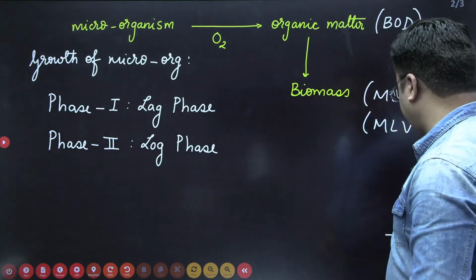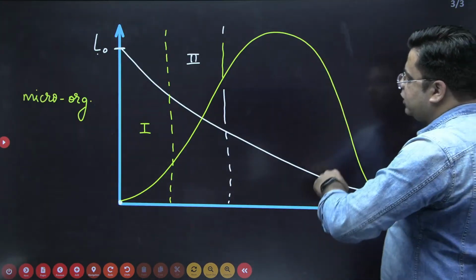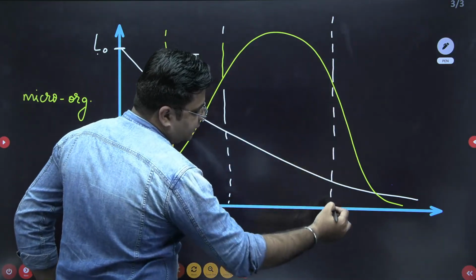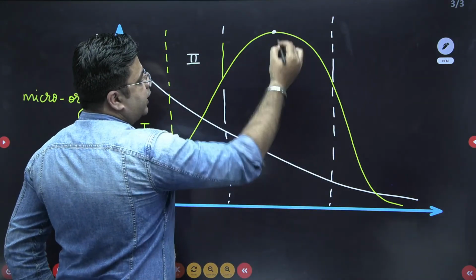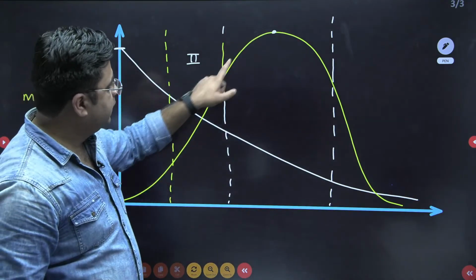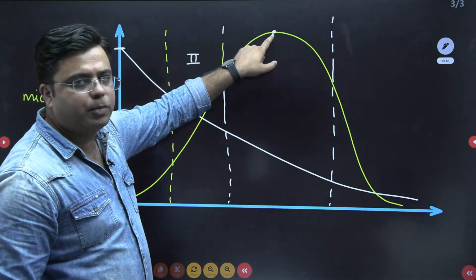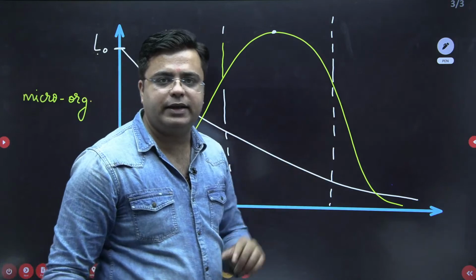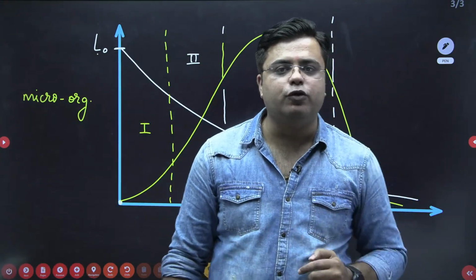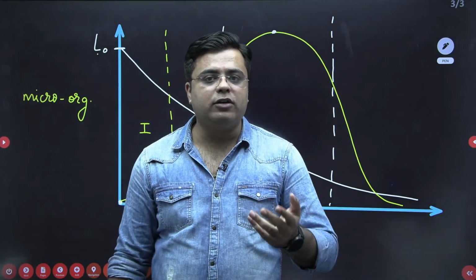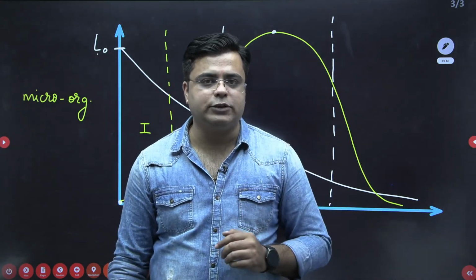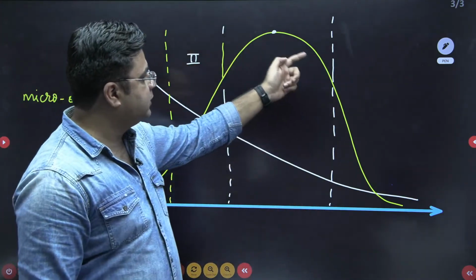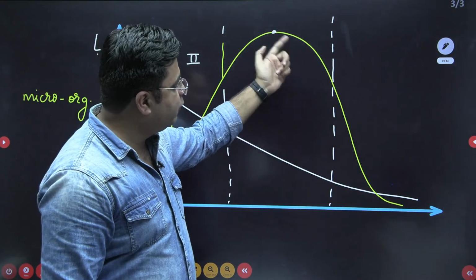Now comes the third phase. In this third phase, deficiency of food starts after some time. Right? You can clearly see the peak in this phase. From this point to this point, there is no problem. But beyond this point, the deficiency of food starts happening inside the system. And whenever deficiency of food starts happening inside the system, microorganisms start undergoing endogenous respiration. That is, they start killing themselves. That's why you see the decrease in the number of microorganisms.